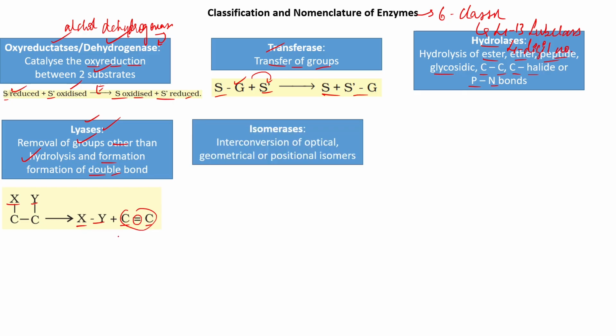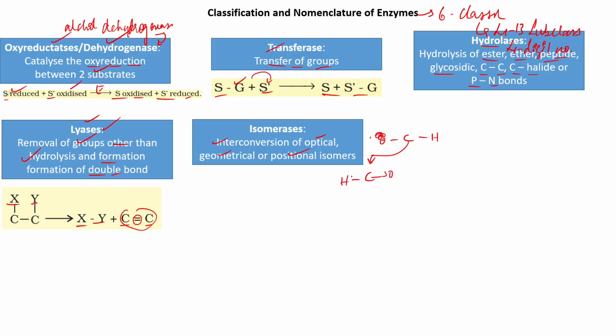The next one is the isomerases, which are mainly involved in the interconversion of optical, geometrical, and positional isomers. For example, if there is a carbon with O and H, the enzyme can change the position of the H from here to here.